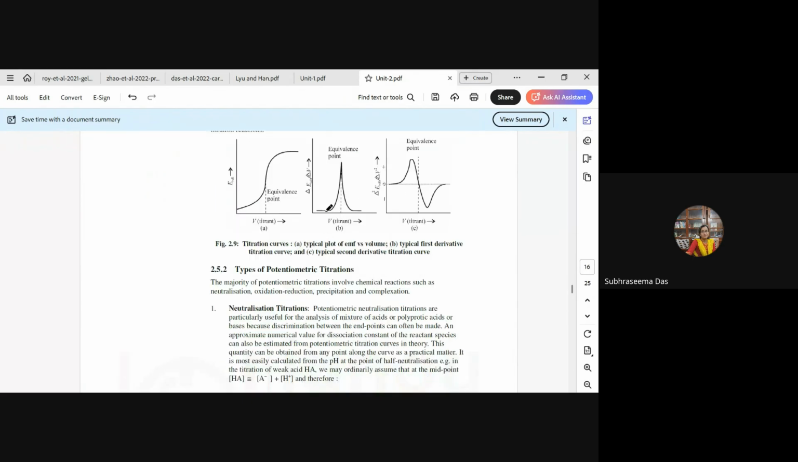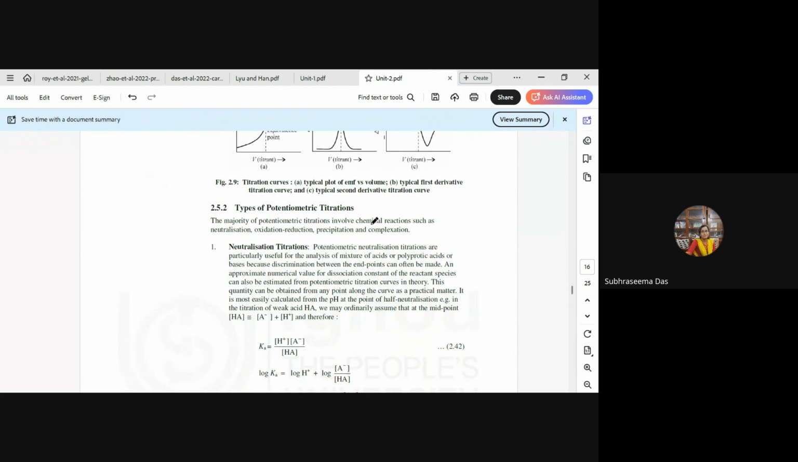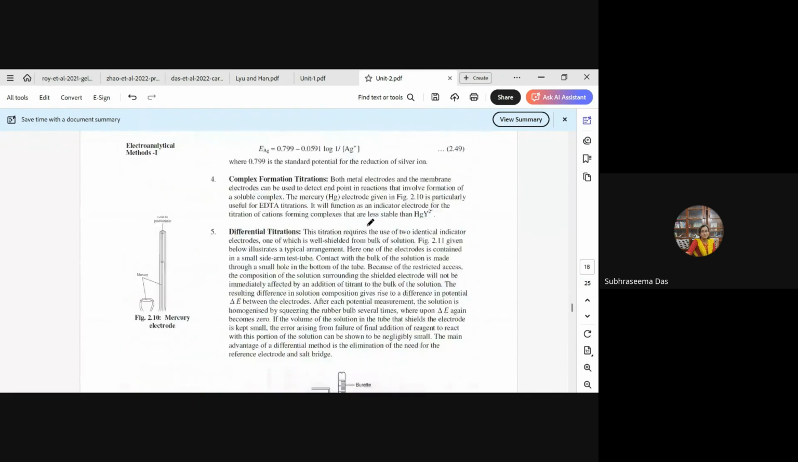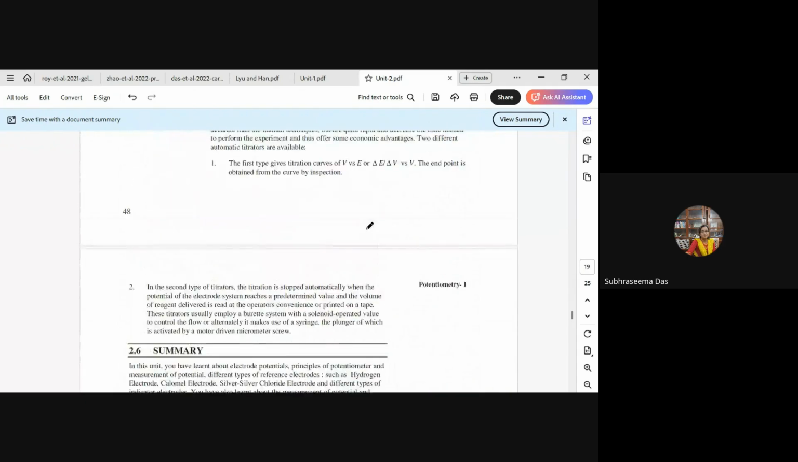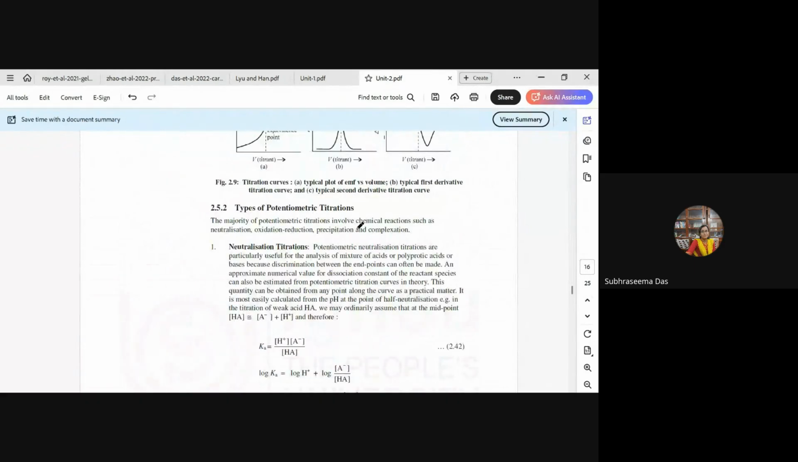Then coming to types of potentiometric titrations. The majority of potentiometric titrations involve chemical reactions such as neutralization reactions, oxidation reduction reactions, precipitation reactions, and complexation reactions. So these are the four different types of reactions where potentiometric titrations are involved, and all of these reactions are discussed here in greater detail. We will start with neutralization reactions.